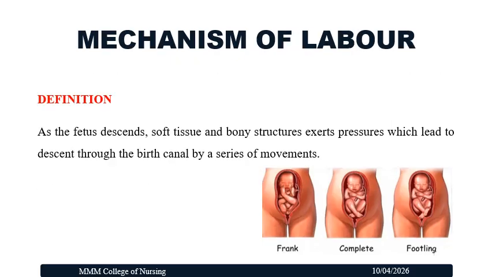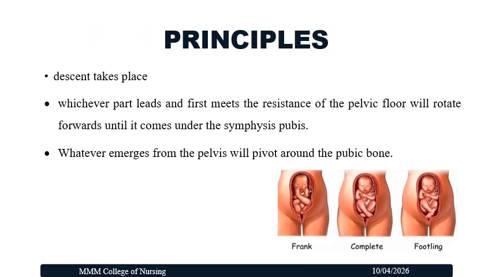Mechanism of labor definition. As the fetus descends, the soft tissue and bony structure exert pressure, which leads to descent through the birth canal by a series of movements. There are three principles totally. First principle is descent takes place throughout the labor.